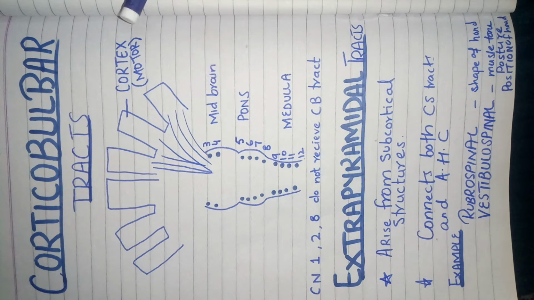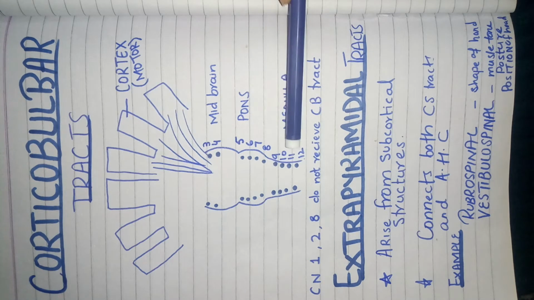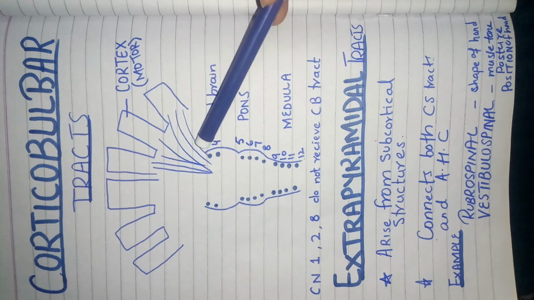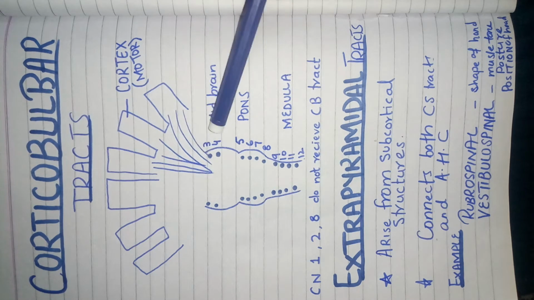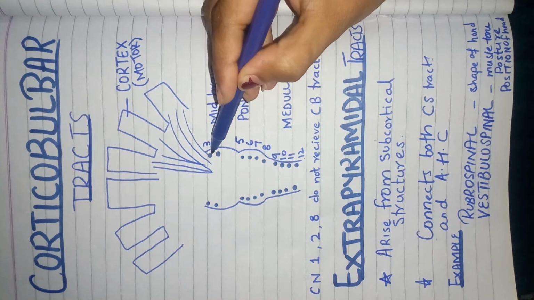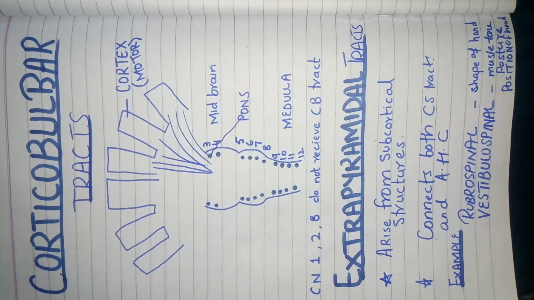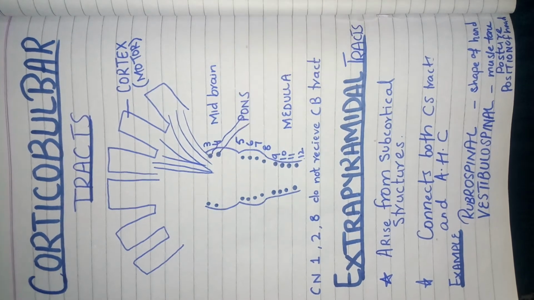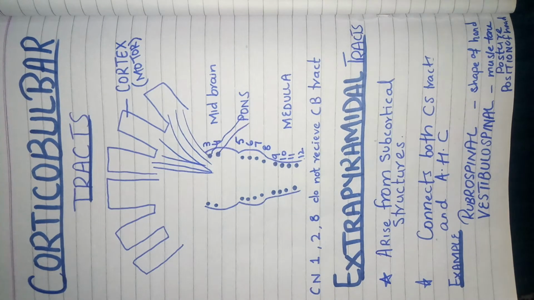The different cranial nerve nuclei, like those for cranial nerves 3 and 4, are present in the midbrain, for 5, 6, 7, 8 present in the pons, and for 9, 10, 11 and 12 present in the medulla. So after the corticobulbar tract reaches the cranial nerve nuclei, from there starts the cranial nerve. From the cranial nerve nuclei originates the cranial nerve. Okay, and they supply or they perform their functions.